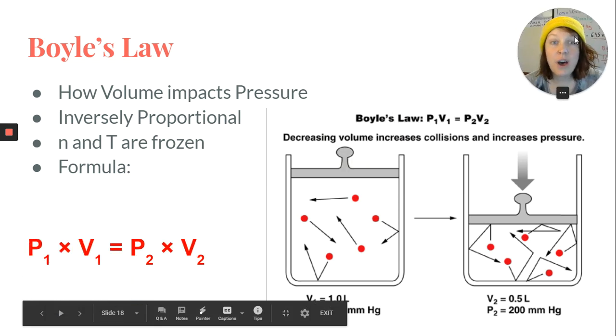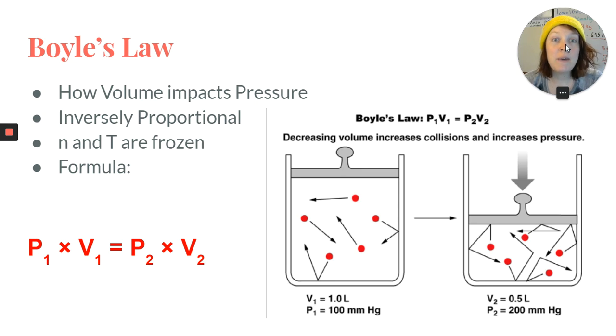All right, so Boyle's Law is really the relationship between pressure and volume. It's how volume impacts pressure, or what I like to say is how pressure depends on volume, because pressure is your dependent variable. They are inversely proportional. If I were to summarize Boyle's Law concisely, it would be: pressure and volume are inversely proportional. N and T are frozen, which means the number of particles, or the number of moles of gas, and temperature are constant.